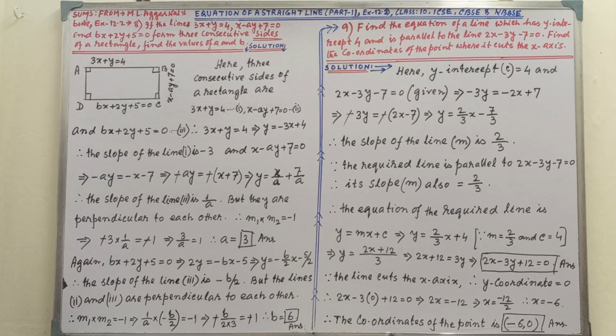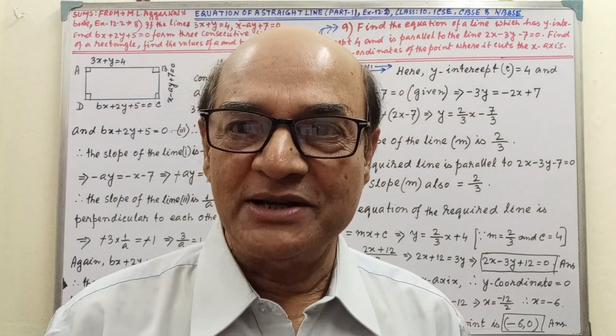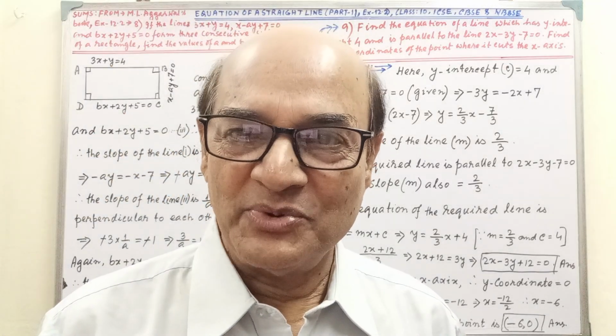Today for class 10, ICSE, CBSE and West Bengal Board also: Equation of a straight line, part 11. That means you have already got 10 lessons. You must go to those lessons, especially video 1. There are formulas. Formulas you have to learn and you have to remember.